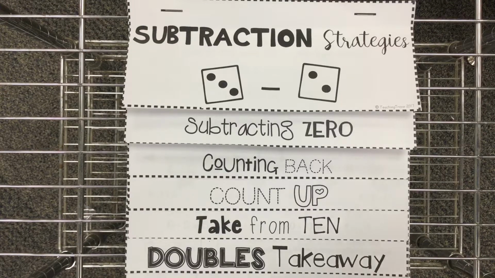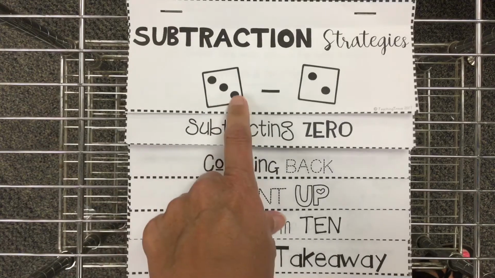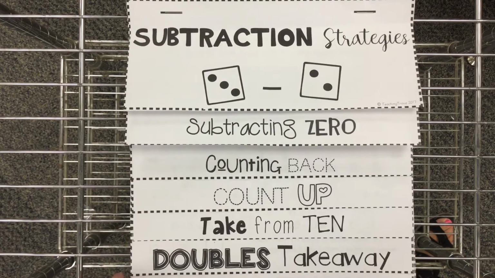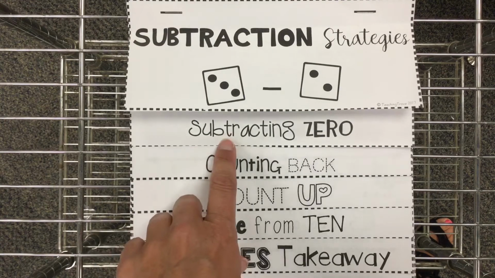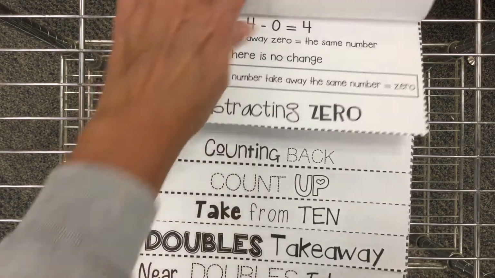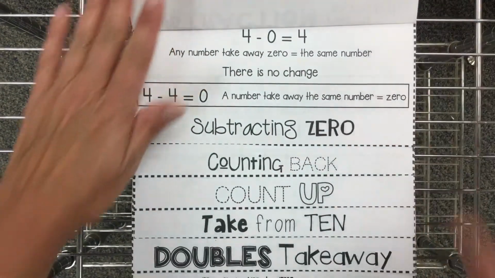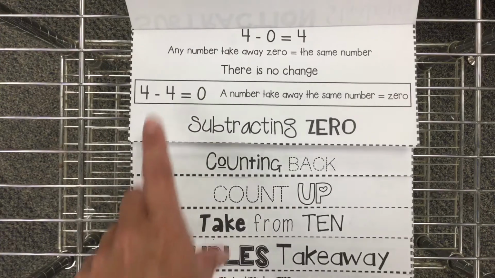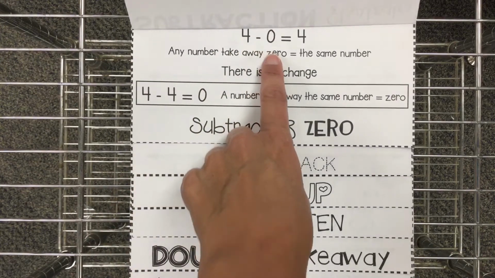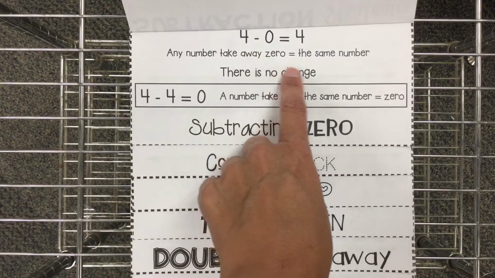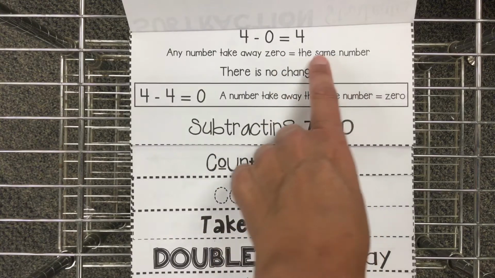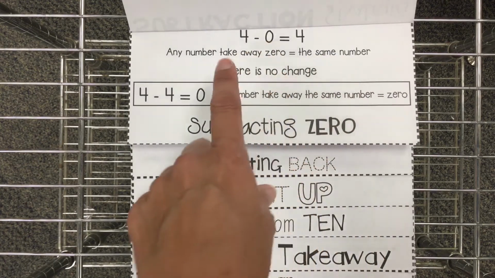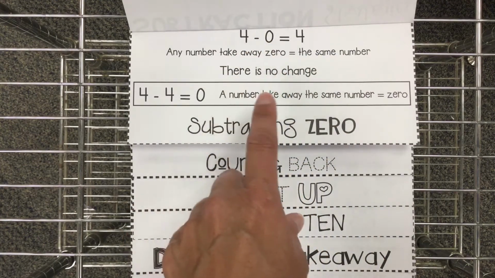In this lesson, I am going to talk to you about different subtraction strategies that we can use for our basic facts. The first strategy that we're going to learn is a subtracting zero strategy. In that strategy, if you take 0 away from any number, like 4 minus 0, you're going to get the difference that is the same number. There's no change because you're taking 0 away, and 0 is nothing.